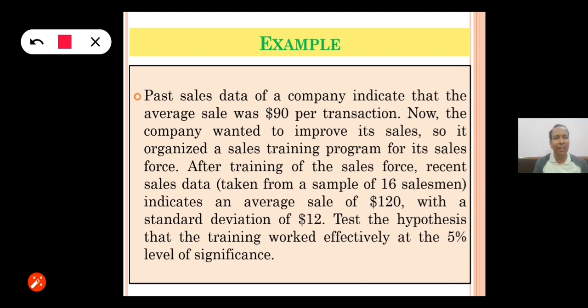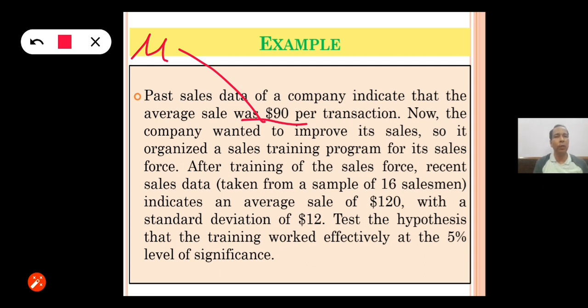So learners, let's see the problem once again to see what values are given in this problem. Past sales data of a company indicate that the average sales was 90 per transaction. This is the record which shows that the average sales is 90 per transaction. That means this 90 per transaction average sales is the population mean. So this value is mu.